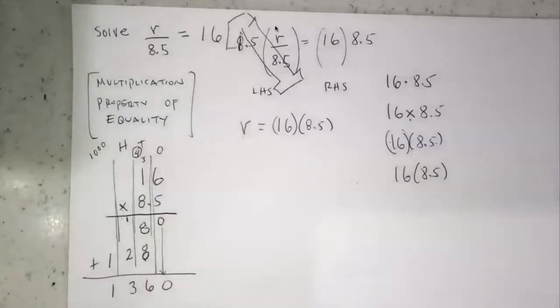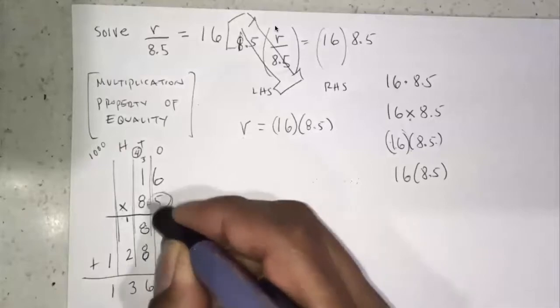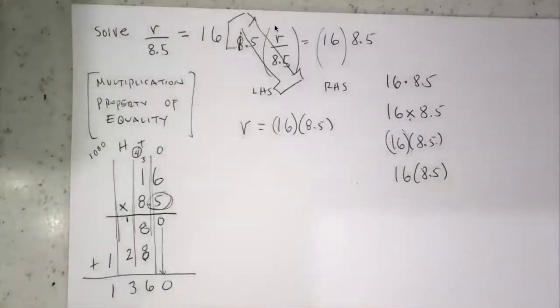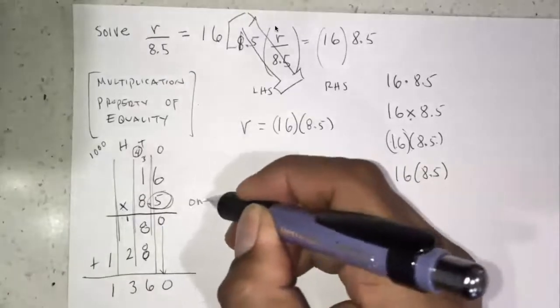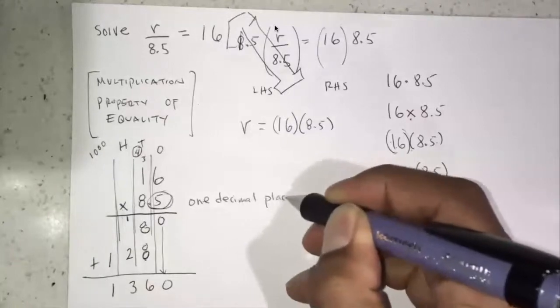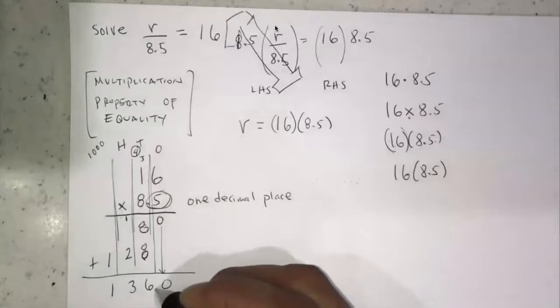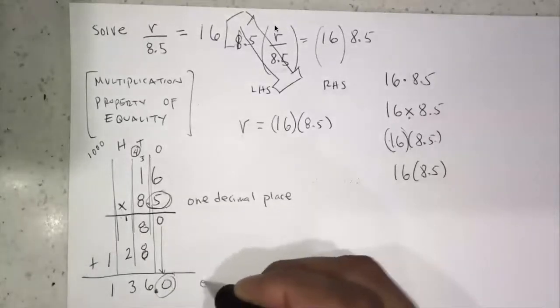So I did ignore my decimal. That was 1 decimal place. The 5/10, that's 1 decimal place. Guess what? Because I ignored it, I have to bring it back by placing it again as 1 decimal place.